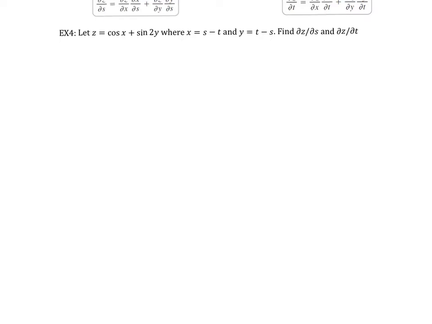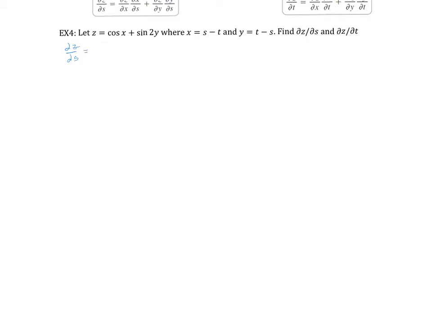Example 4, we have z. It's written in terms of x and y. So z is written in terms of two variables. X is written in terms of two variables s and t. Y is written in two variables s and t. So if I wanted to find the partial of z with respect to s and the partial of z with respect to t, first let's look at the partial derivative of z with respect to s. Again, you can look at the diagram above.